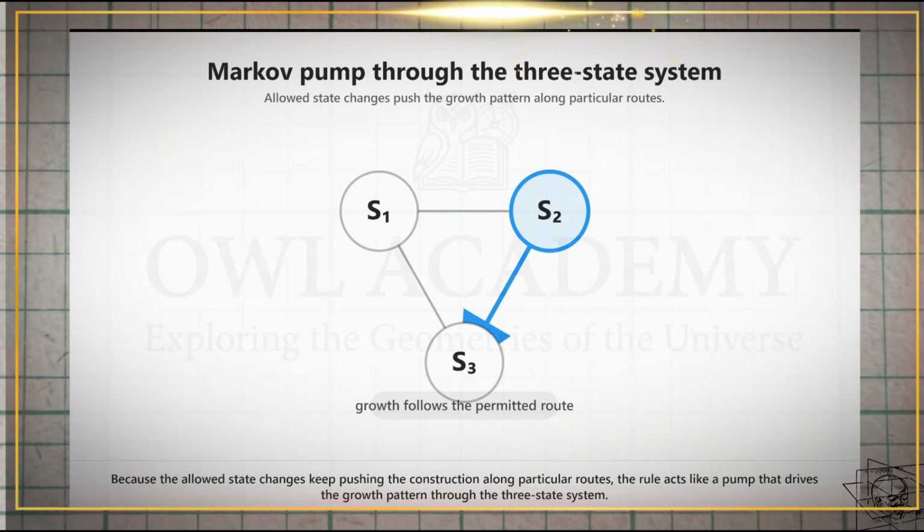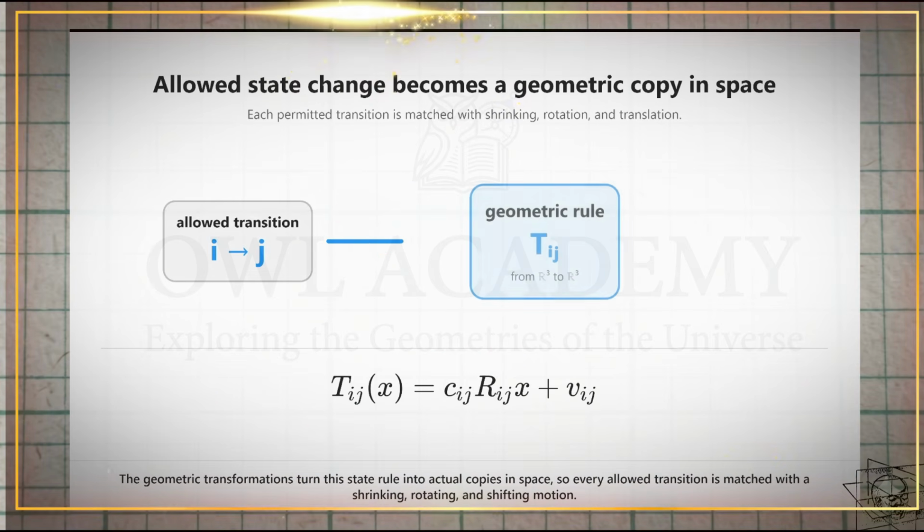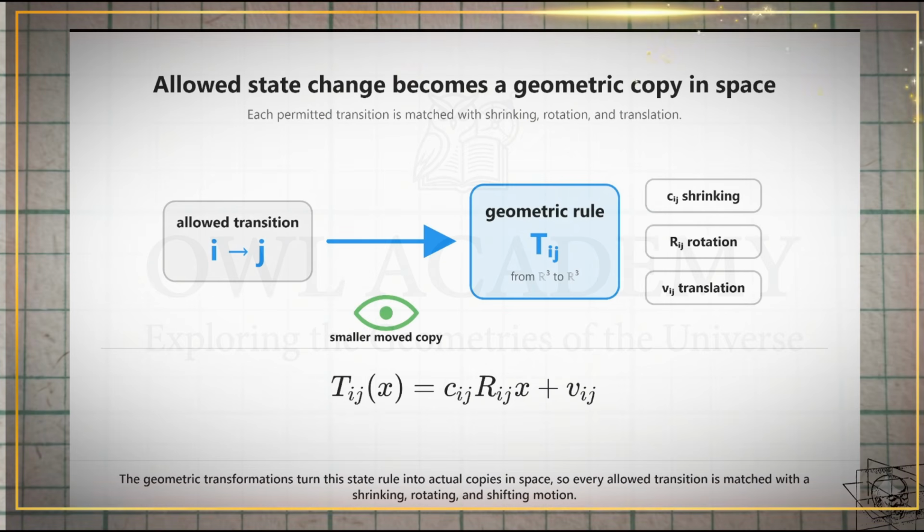Because the allowed state changes keep pushing the construction along particular routes, the rule acts like a pump that drives the growth pattern through the three-state system. The geometric transformations turn this state rule into actual copies in space, so every allowed transition is matched with a shrinking, rotating, and shifting motion.